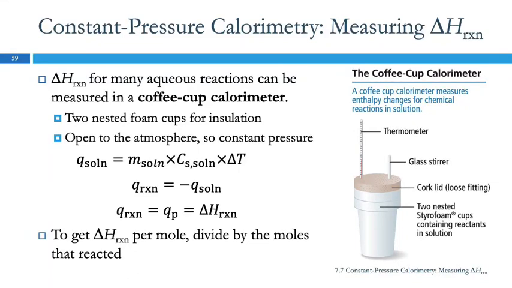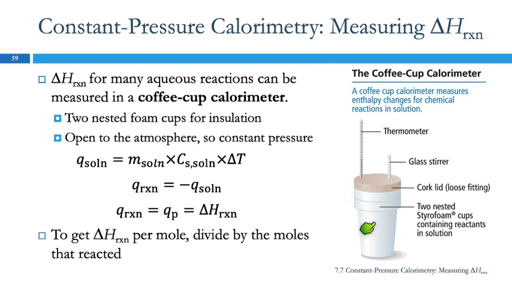We talked earlier about constant volume calorimetry, where we were using that bomb calorimeter, which is a fancy piece of equipment. Now we're going to talk about constant pressure calorimetry, and we can do this in something as simple as two nested styrofoam cups. Here they're showing a cork lid. When we do this in lab, we've got cardboard lids, right?